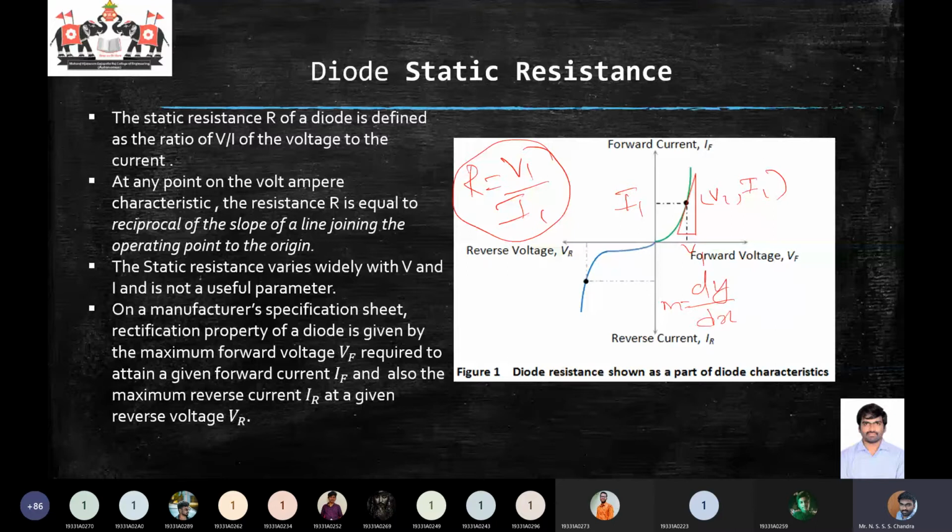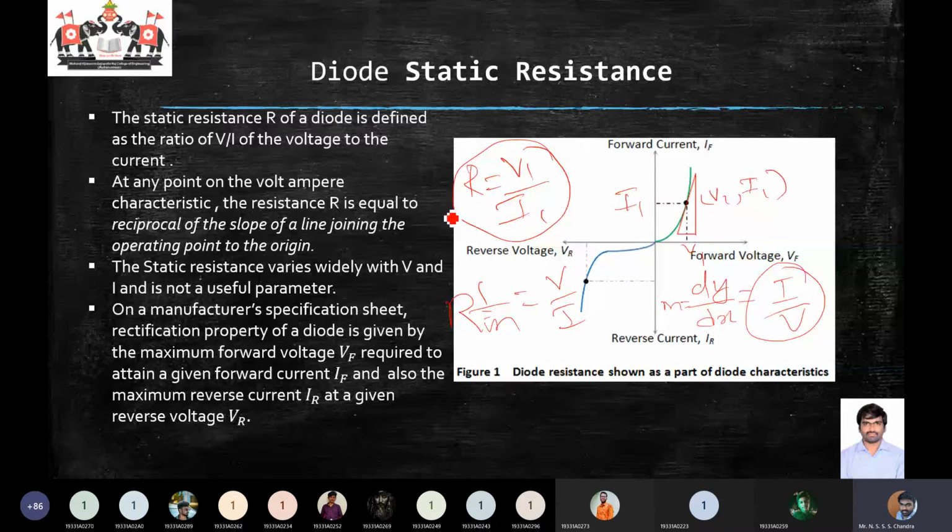So on the y-axis I have current, on the x-axis I have voltage. So the inverse of this slope will give me 1 by m, or I can say V by I. This is your resistance. So that's why here it is given that resistance R is equal to the reciprocal of the slope of a line joining the operating point to the origin. So we will be joining the origin to this point, and from there we will get the slope of the line. So the inverse of the slope will give you the static resistance.